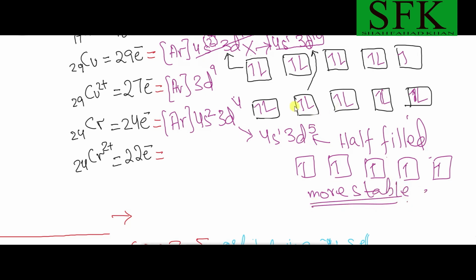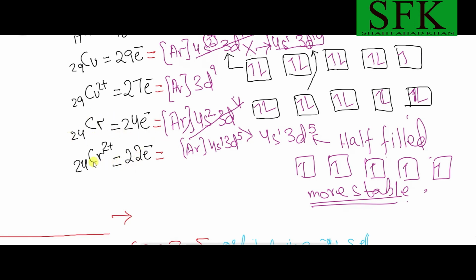Since I told you earlier that the atom always wants to exist in the most stable form, and since this electronic configuration is more stable, the chromium atom is more likely to exist in the 4s1 3d5 electronic configuration. So the final electronic configuration becomes argon core, not 4s2 3d4, but rather argon core 4s1 and 3d5. This is the electronic configuration of chromium 24.